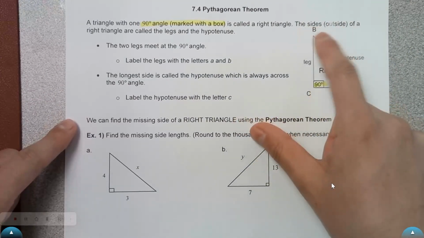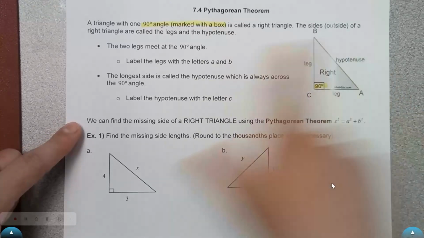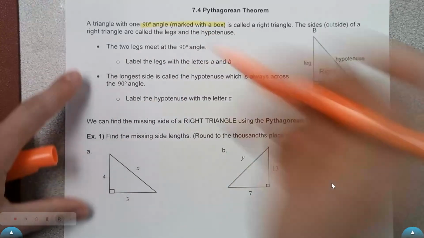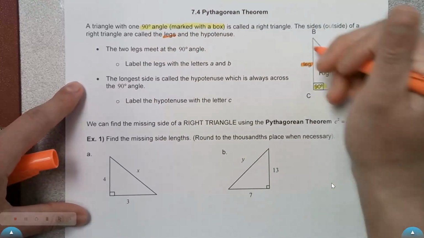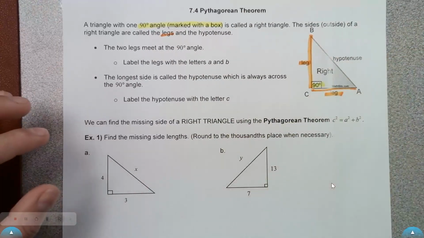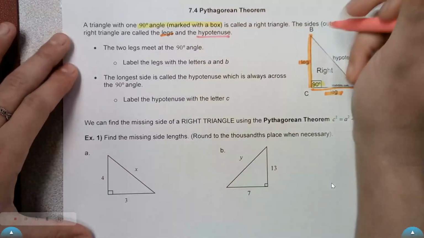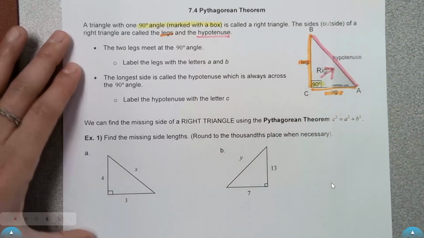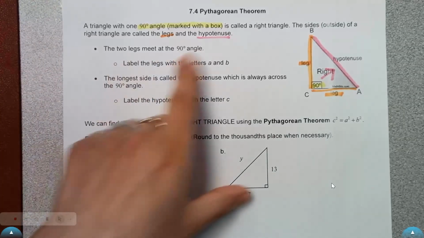The sides, or the outside, right? The sides are the straight edges on the outside of a right triangle, and they are called legs and the hypotenuse. Okay, so the legs are the two that make up the 90 degrees. You see how these two meet at the 90. And your hypotenuse is the one directly across the 90 degrees.